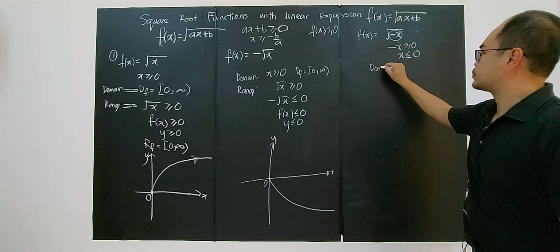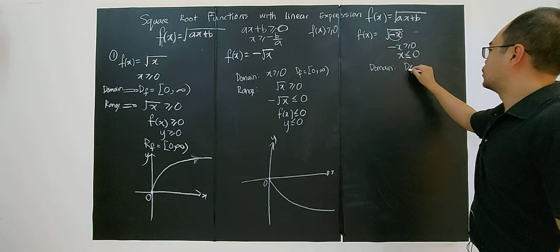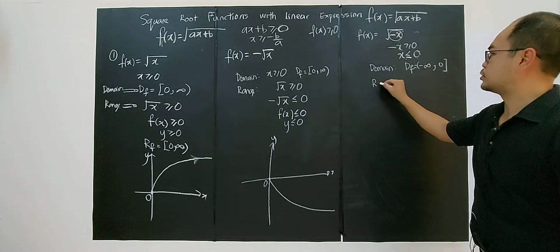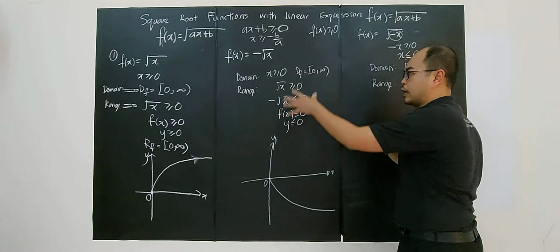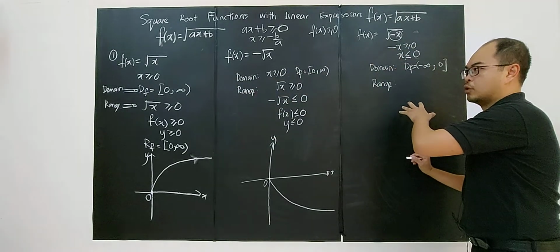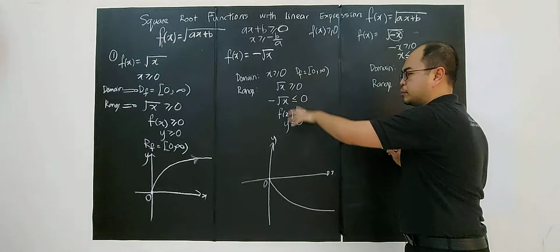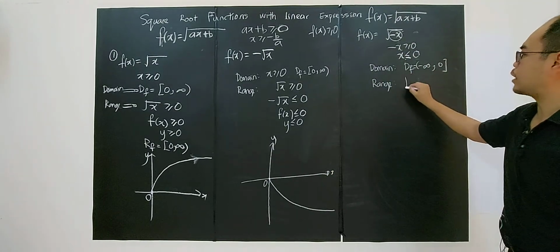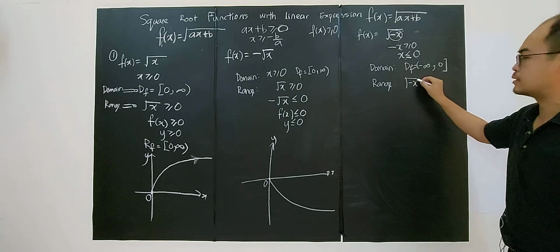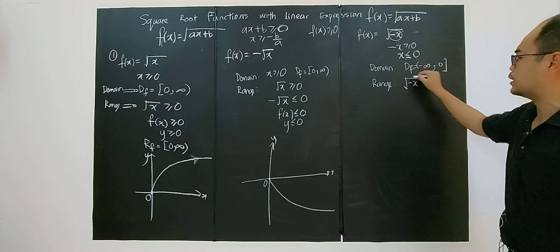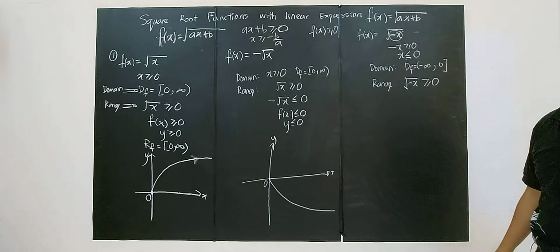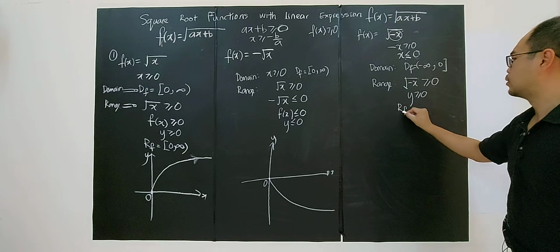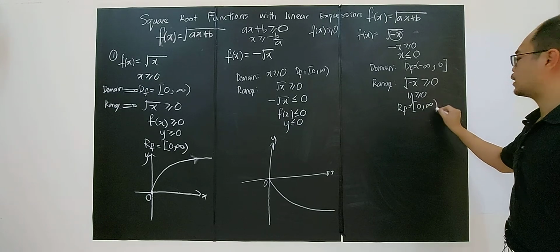So your domain will be negative infinity up to 0, maximum 0. And your range, okay, all this is the algebraic approach, right? Without this algebraic approach, you actually can sketch the graph, but you need to memorize. So the range of square root of negative x: even though this is negative x, the square root of any number is always positive, right? It cannot get negative. So the y will still be at least 0, which means the range will be 0 up to infinity.